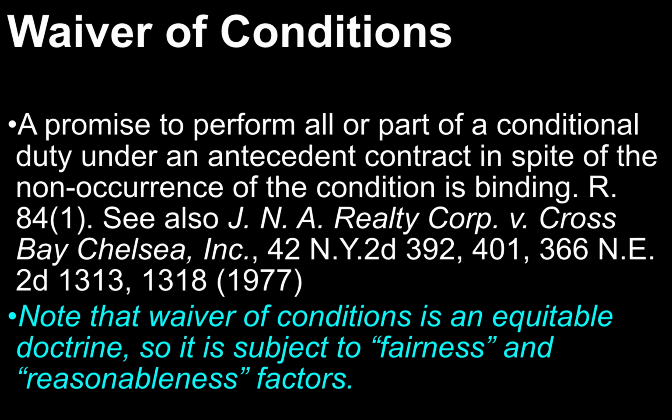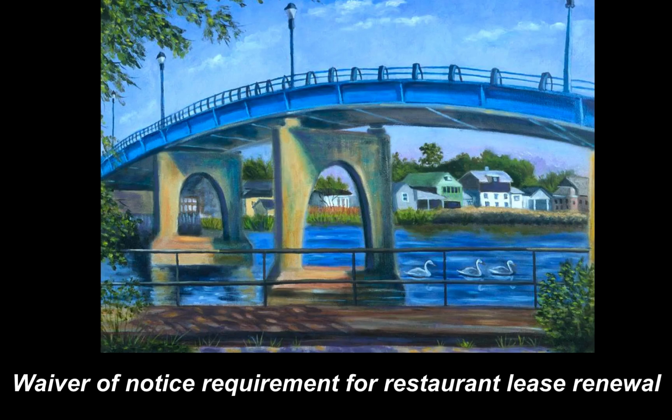And keep in mind, this is an equitable doctrine, and so it is very dependent on facts and circumstances. In the case of J&A Realty, a restaurant owner had a long-term lease. The lease contained a provision that allowed the restaurant owner to renew the lease, but in order to do that, the restaurant owner had to provide notice by a certain time.